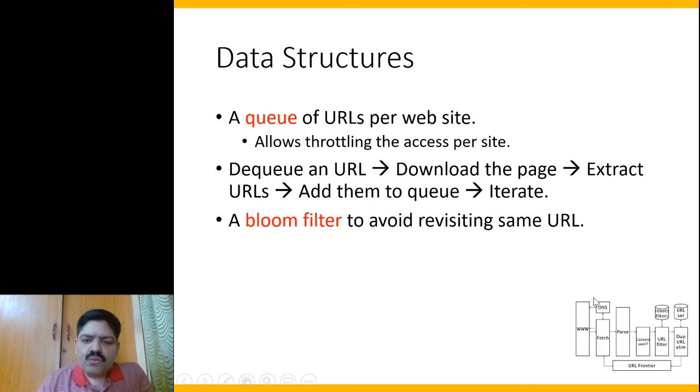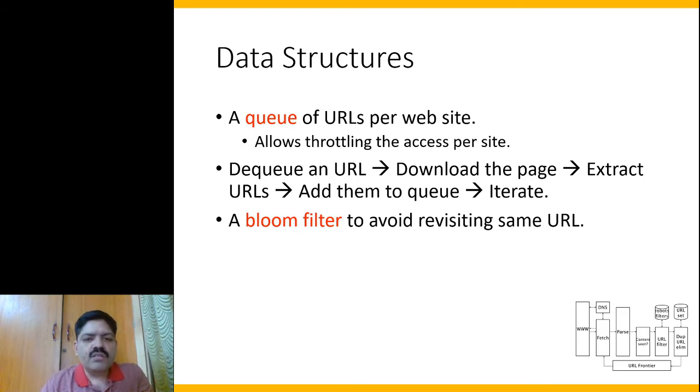So how would this work? Let's take a look. We have a queue of URLs per website. We fetched a website and got some documents, and then we collected URLs, and when we iterated like this, we got several URLs, and we could group these URLs as URLs per website.